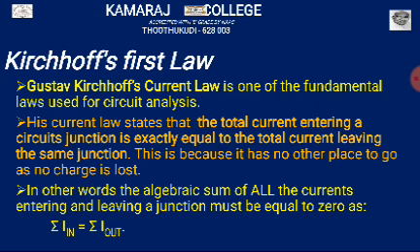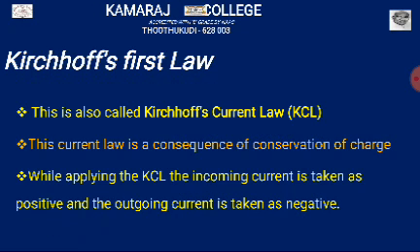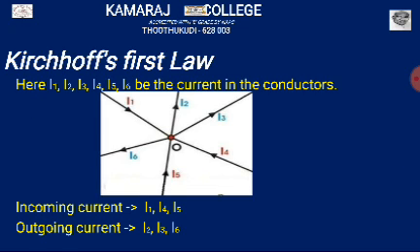So we can write it as summation I in is equal to summation I out. I is called current. I in means entering current and I out means current which is leaving the junction. Kirchhoff's first law is also called Kirchhoff's current law. This current law is a consequence of conservation of charge. So while applying Kirchhoff's current law, the incoming current is taken as positive and the outgoing current is taken as negative. Let's see one example here.